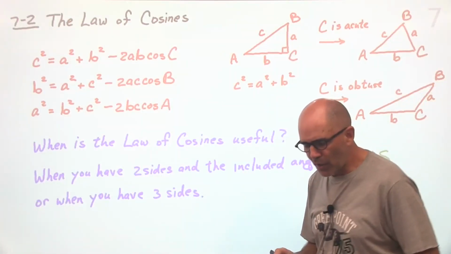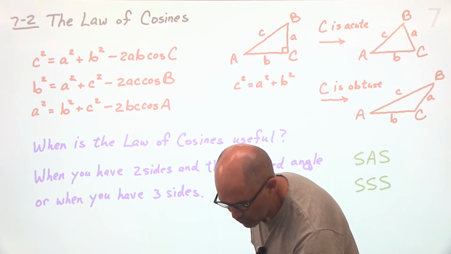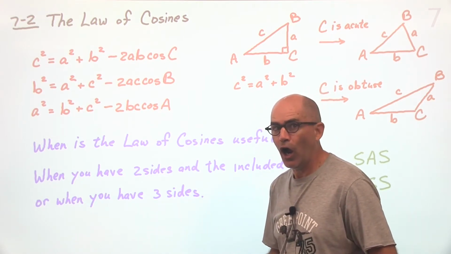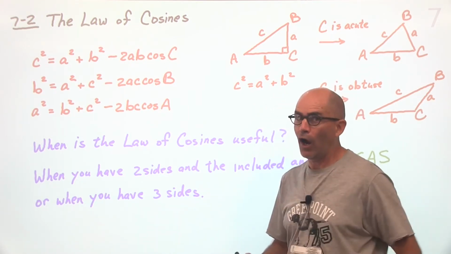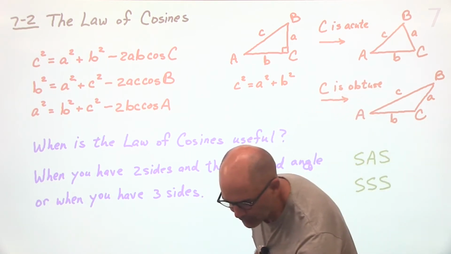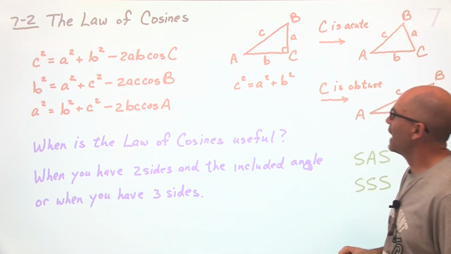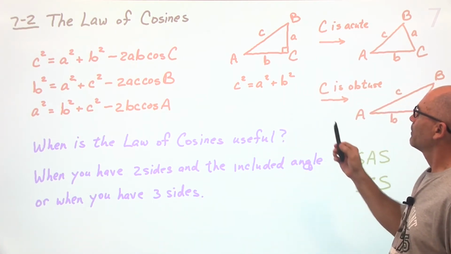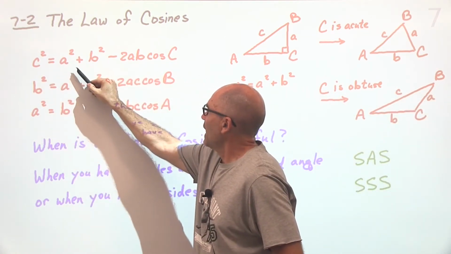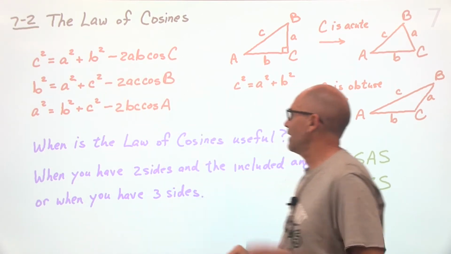Okay, so our next section, we have another law. Another law? Yes, this is the law of cosines. Just the facts, ma'am. Okay, law of cosines is c squared equals a squared plus b squared minus 2ab cosine C.